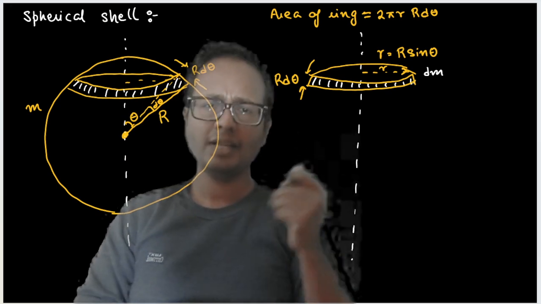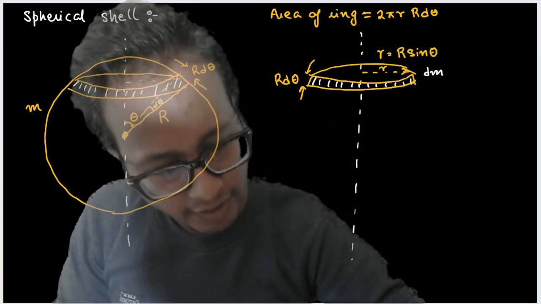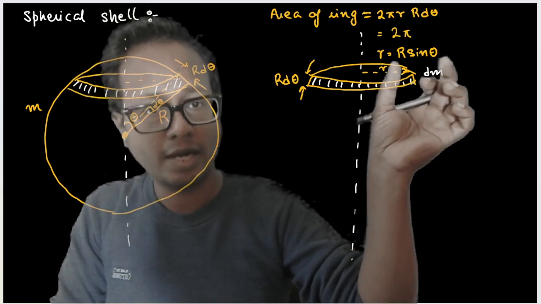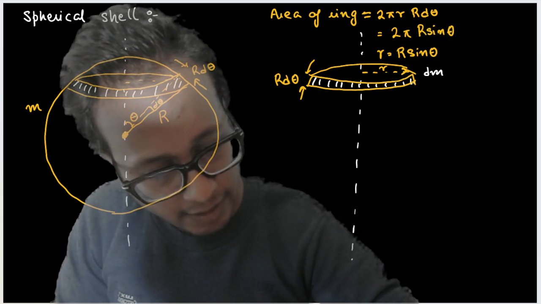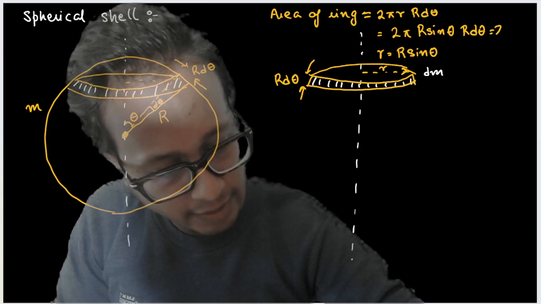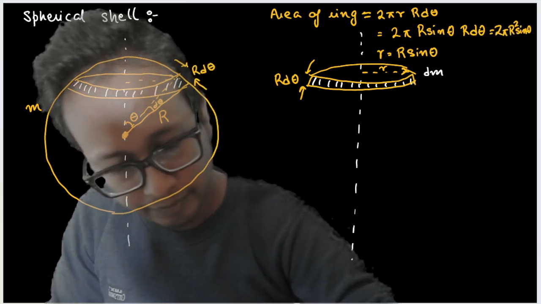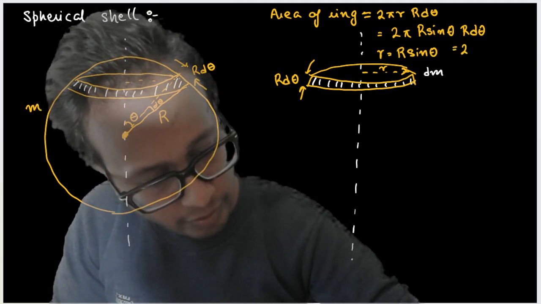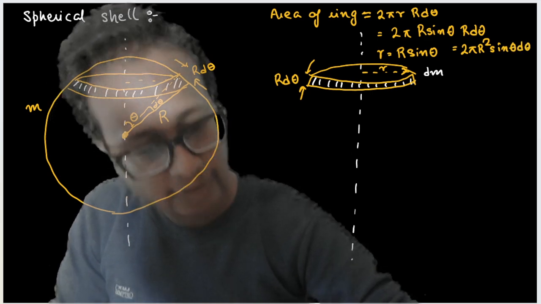Let's substitute this value of small r out here. So the area of the ring is nothing but 2 pi into the value of small r, which is capital R sine theta, into R d theta, which equals 2 pi R square sine theta d theta.